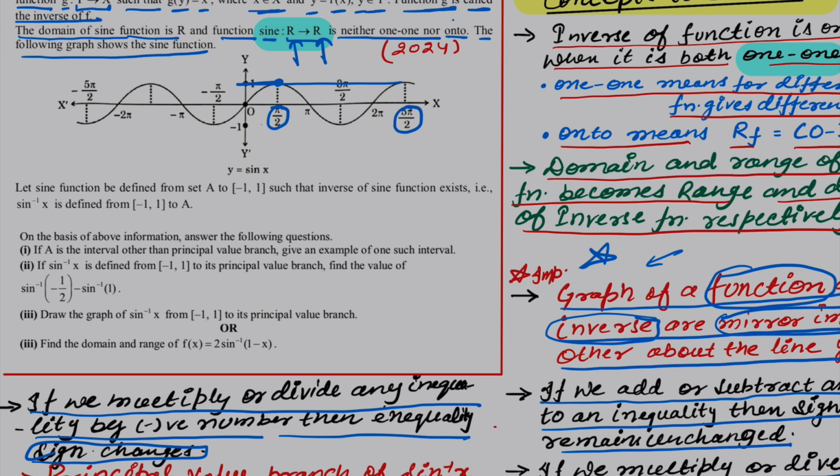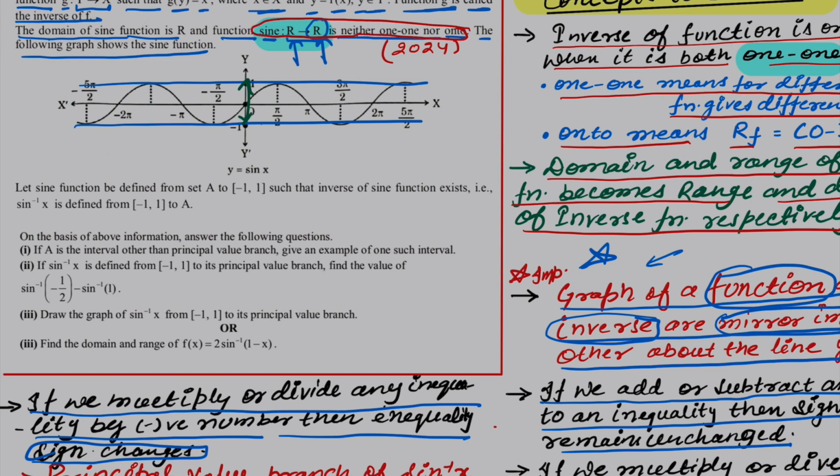Next it is saying it is not onto. Here the codomain is defined as the set of all real numbers, but the range is from -1 to 1. The range is a subset of the codomain, so this function is not onto. From here we can conclude that we cannot define the inverse function of sine.